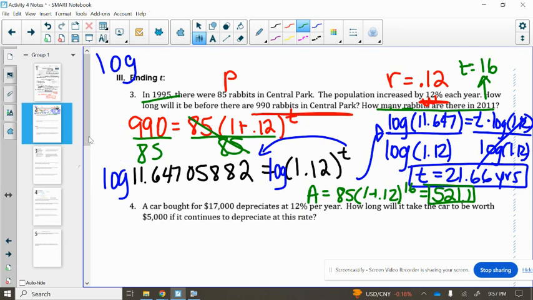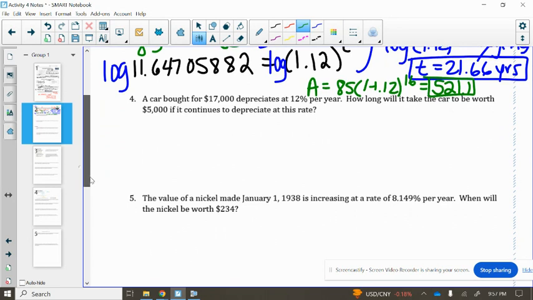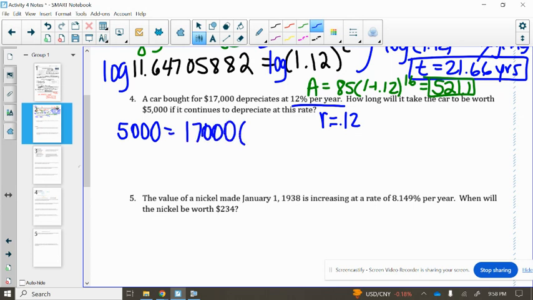All right, now using that same type of problem with some depreciation, in this case we are depreciating by 12%, so this time our rate is 0.12 again, but we're depreciating, so we'll subtract. And we want to know how long is it going to take our car to be worth $5,000. So if we look at that amount, we want it to be $5,000. Again, it started at $17,000 and we're subtracting away this time because it's depreciating.